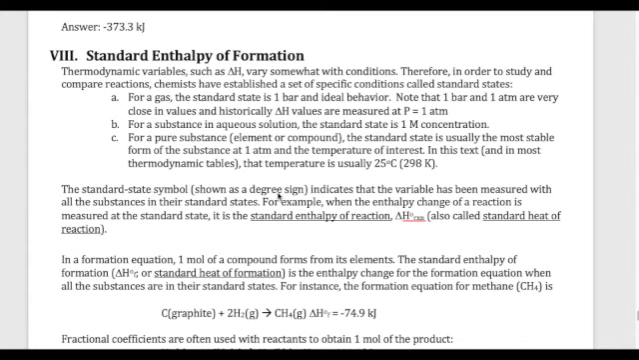The way we know that our delta H is the standard state delta H is when you have a degree symbol next to your delta H. So you'll see the symbol right here, delta H with a degree next to it, and that refers to the standard enthalpy of a reaction. That means that when you run that reaction, you're running it specifically under these standard state conditions.